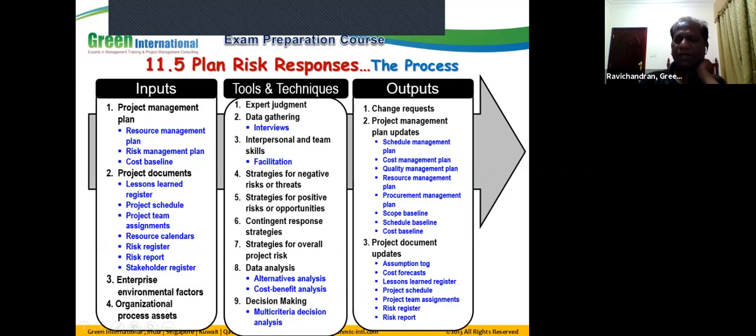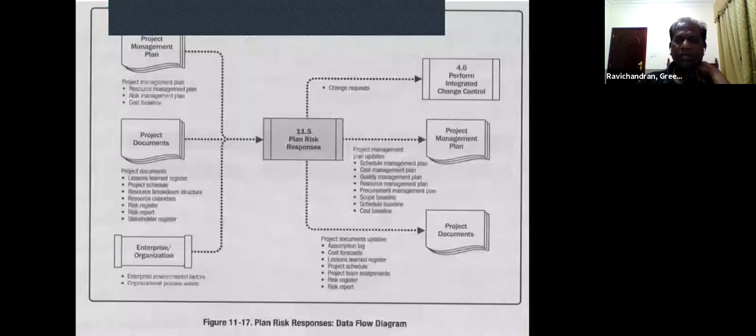That's why here we say project management plan update. We end up updating the schedule management plan, cost management plan, quality management plan, resource management plan, procurement management plan, scope baseline, schedule baseline, and cost baseline; all will get updated. And other documents like the assumption log get updated: cost forecast, lessons learned register, schedule update, project team assignments may get updated, risk register gets updated, risk report gets updated. These are called document updates. Let's look at the techniques. This is straightforward process mapping.